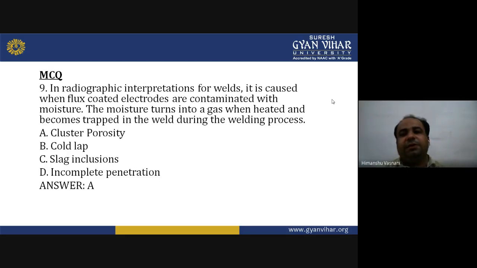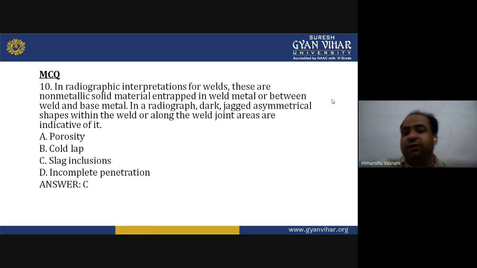In radiographic interpretation for welds, it is caused when flux-coated electrodes are contaminated with moisture. The moisture turns into a gas when heated and becomes trapped in the weld during the welding process. What do we call it? We call it cluster porosity. I've shown this in the diagram also.